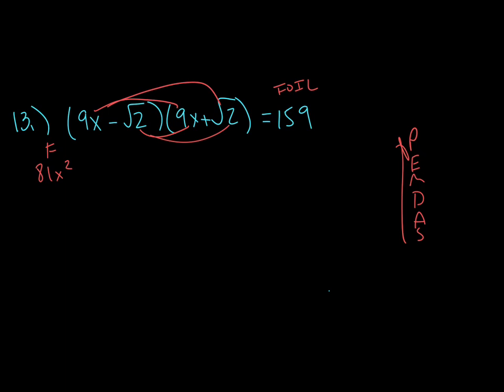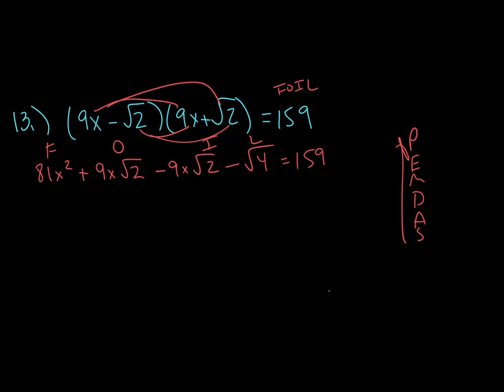The outside, I do 9x times radical 2. Remember, 9x is not in jail. Radical 2 is in jail. The inside, I have a minus 9x radical 2. Remember, 9x and 2 cannot be multiplied because one is out of jail, one is in jail. But radical 2 and radical 2, those two can be multiplied together to get radical 4 because they're both inside the radical.